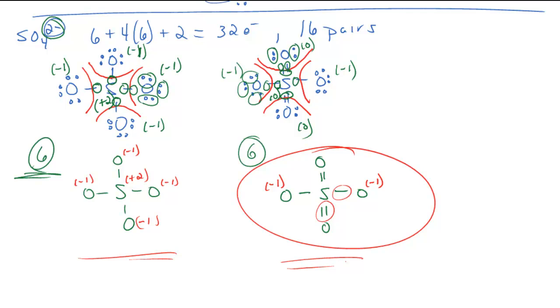But we'll talk about, as far as class goes, what is the better structure based on satisfying the rules of drawing a Lewis structure, and what is the better structure based on formal charge. Okay? All right, I think that's enough for now.